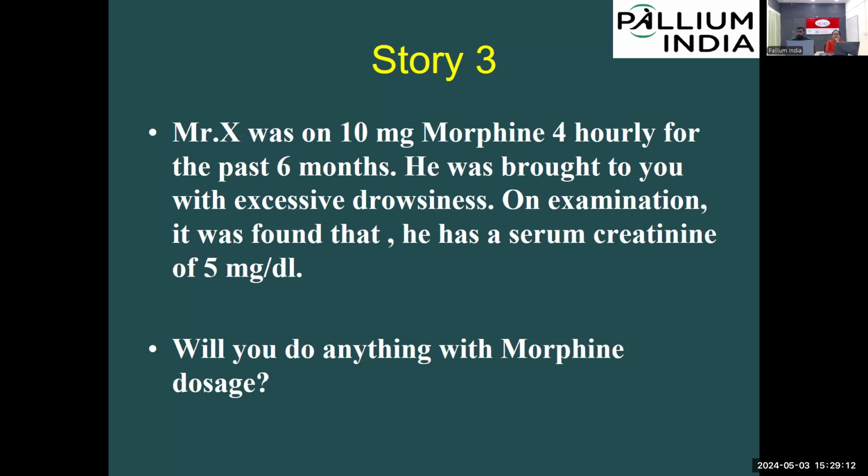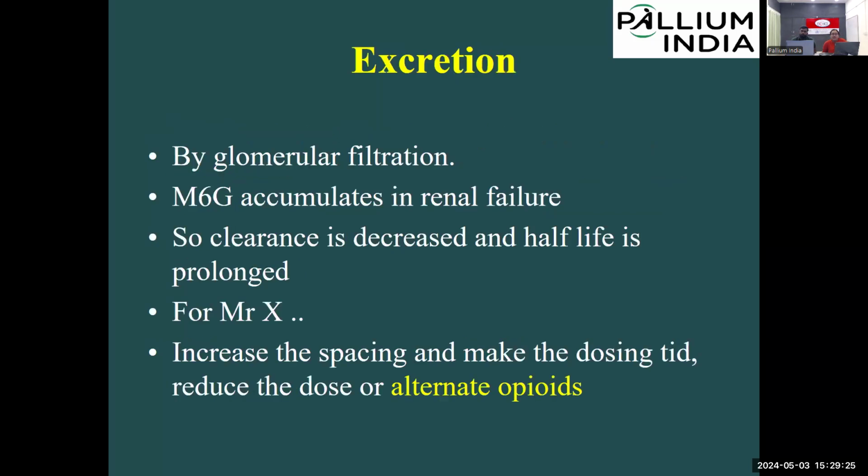Yes, so you are right. The patient is showing drowsiness, so we need to reduce the dose of morphine. But why this drowsiness? There comes the importance of knowing the excretion. How is morphine excreted from the body? So we said that it is metabolized in the liver and the metabolites are released into the blood. So morphine is excreted mainly by glomerular filtration.